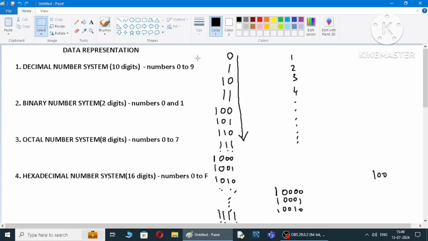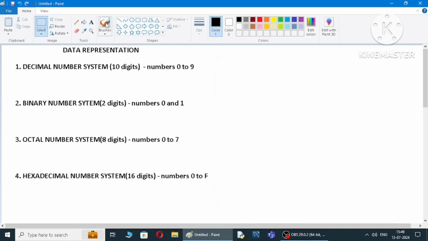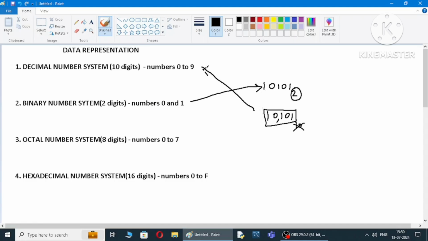Now, any number that is written in the binary number system is given a base 2, that is the radix of the number 10101. Suppose this is a binary number, you should mention the radix as 2. Suppose you don't mention the radix, then this is considered as a decimal number, that is 10,101. Even if you don't put the base 10, that's okay. Any number without radix is considered as a decimal number. But when you give the radix as 2, it means it's a number that belongs to the binary number system.